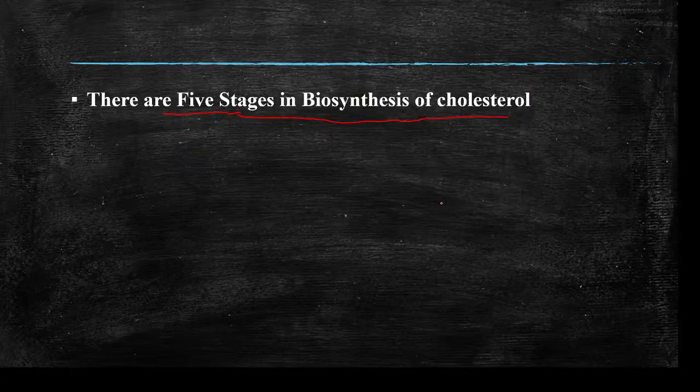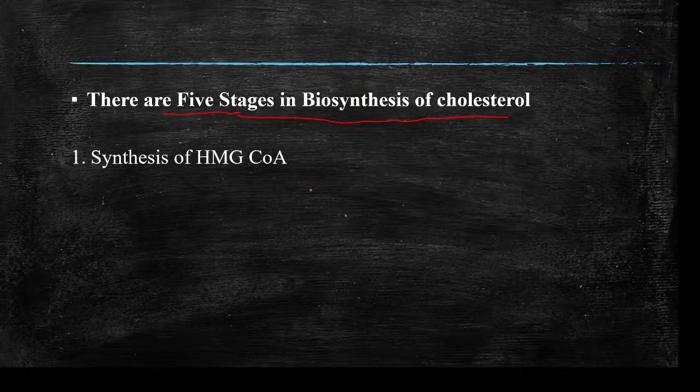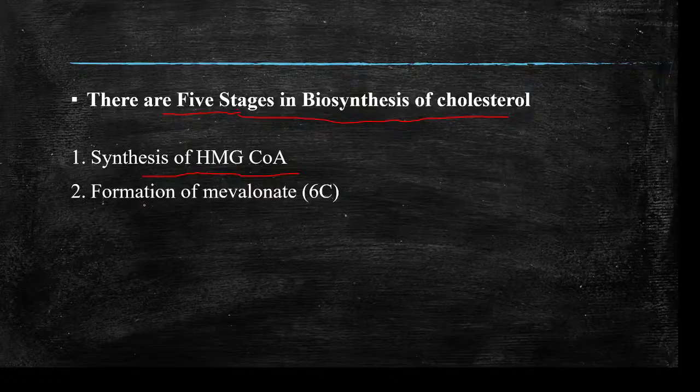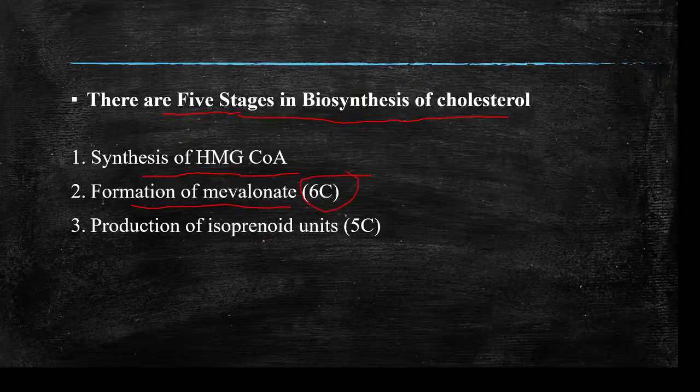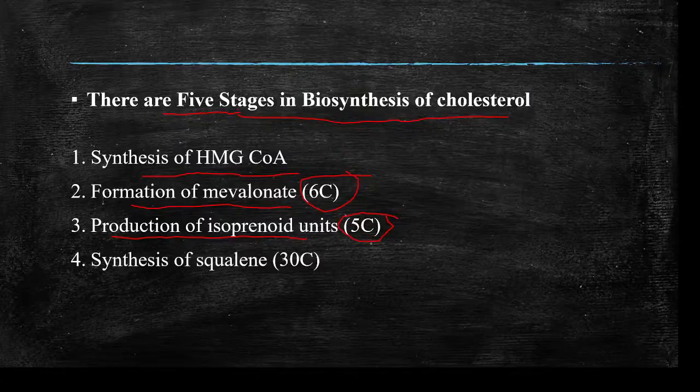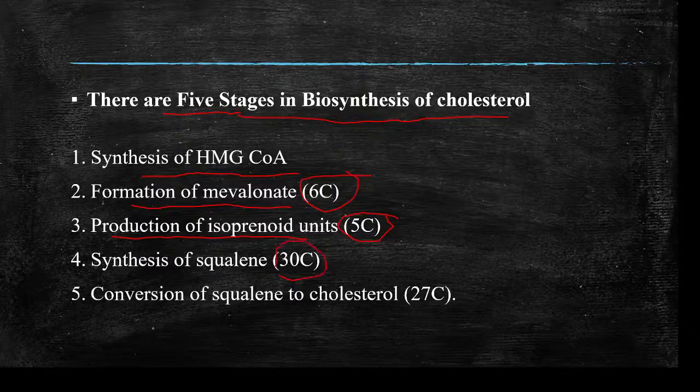To make it easier, we have divided it into 5 major parts, that is 5 stages. The first stage is synthesis of HMG-CoA. Then the second stage is formation of mevalonate, a 6 carbon unit. Then production of isoprenoid units, 5 carbon units of hydrocarbons that are called isoprenoid units. And then synthesis of squalene. Squalene consists of 30 carbon units. Then conversion of squalene to cholesterol, which consists of 27 carbon units.